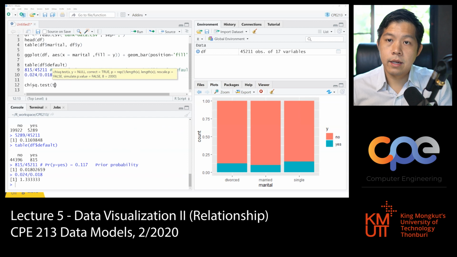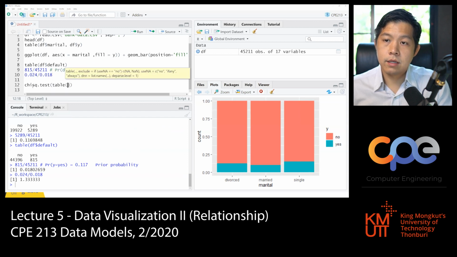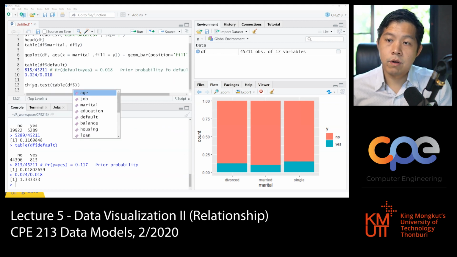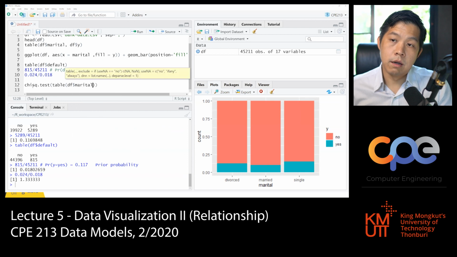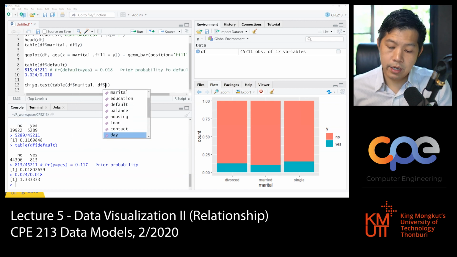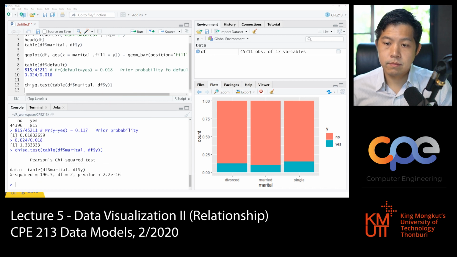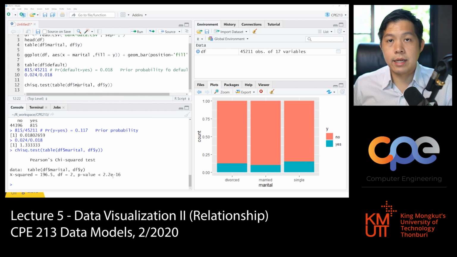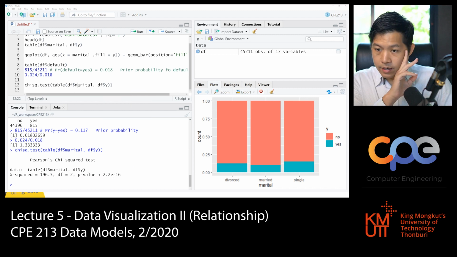chisq.test and then the table, say here df. We want to know whether marital is related to accepting yes or not. In this case, we see that the chi-square is 200 and the p-value is less than 2.2 times 10 to the minus 16, right?